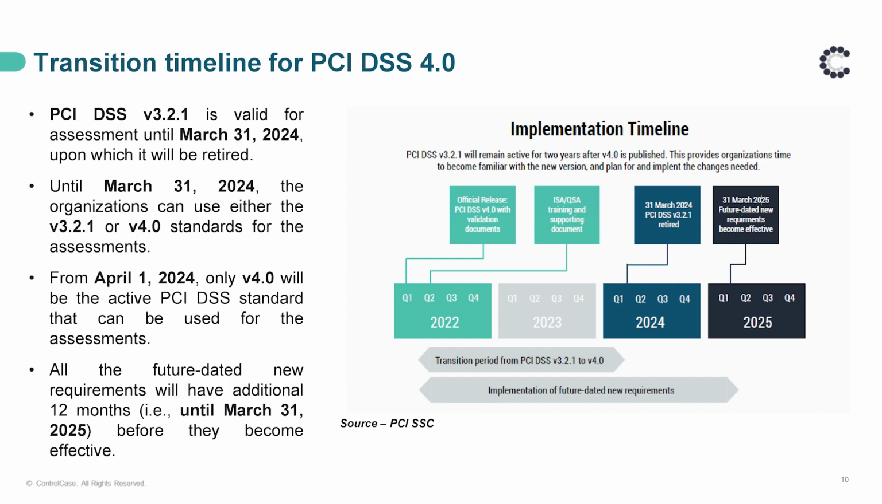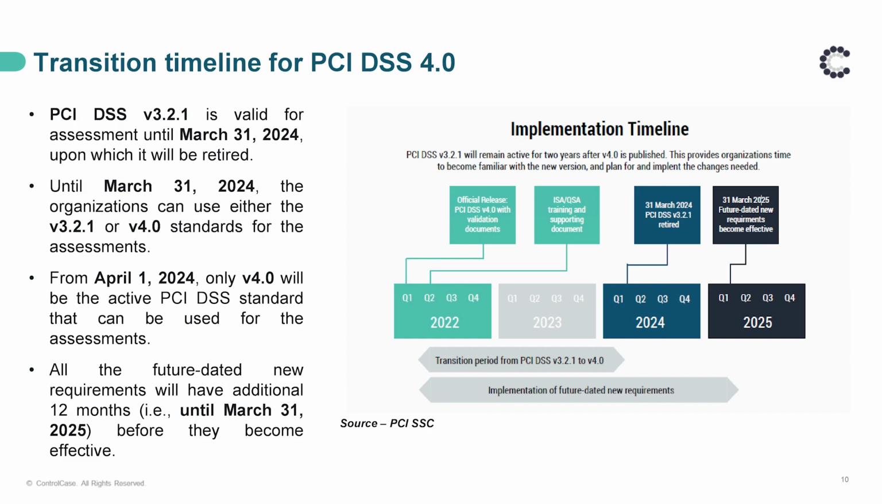PCI DSS gave 2 years transition timelines for the newer version, with the older version 3.2.1 active for 2 years, which is until March 31st, 2024, upon which it will be retired. So in 2023, at this stage, we have around 11 months until version 3.2.1 is valid, right? In simple terms, until March 31st, 2024, both the versions are valid for PCI DSS assessment, and organizations can perform their PCI assessment with either of the versions.